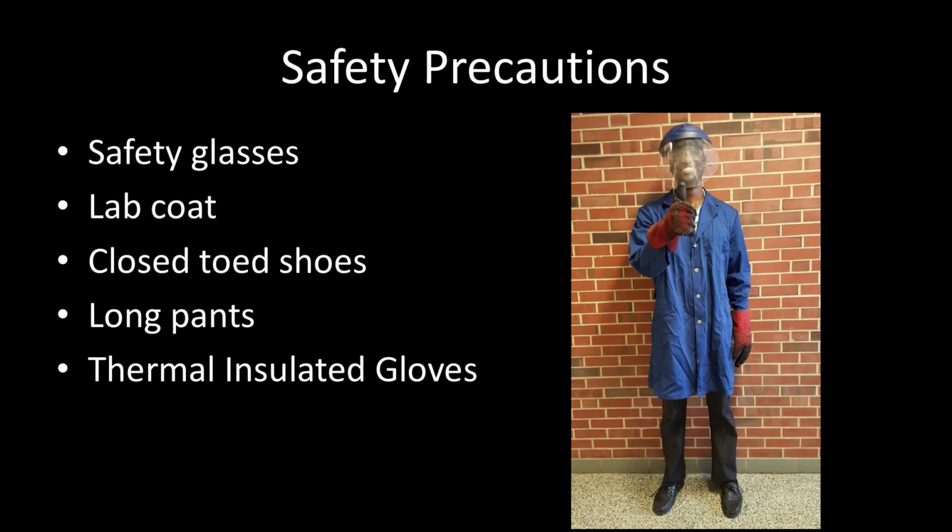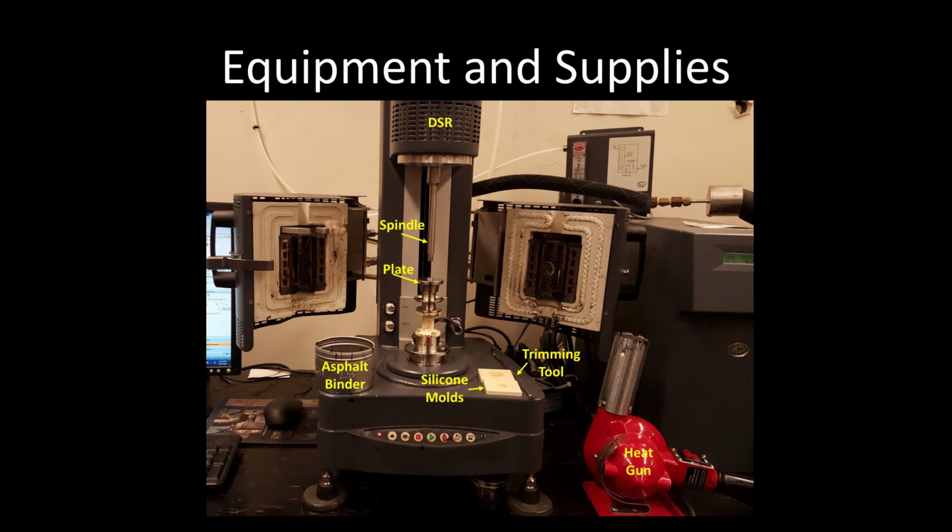When performing the DSR test, the following safety precautions are required: safety glasses, a lab coat, closed-toed shoes, long pants, and thermal insulated gloves. The following equipment and supplies are required for performing DSR tests: a DSR, a spindle, a plate, silicone molds, a trimming tool, and a heat gun.